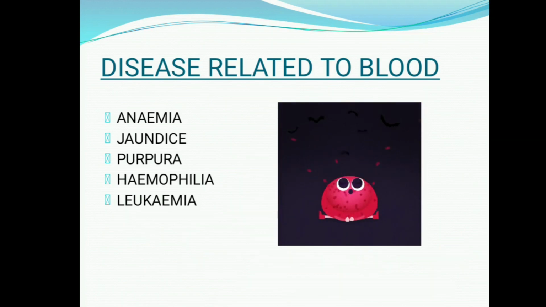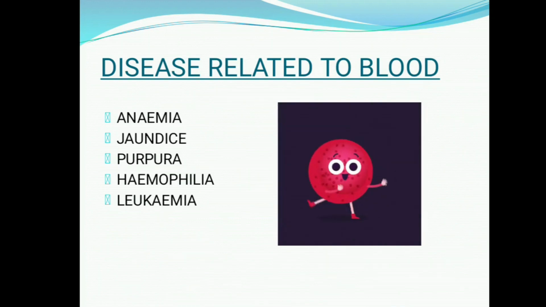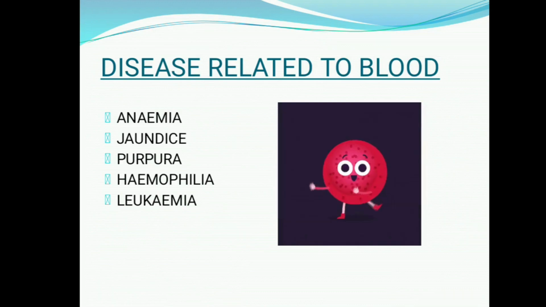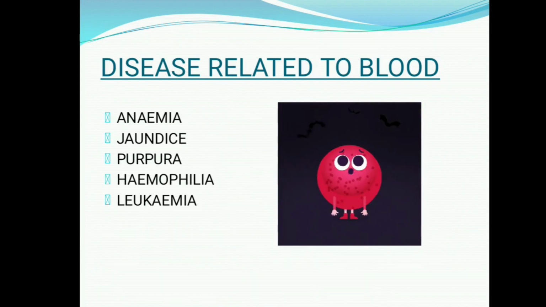Next, we have jaundice. It is the yellow discoloration of skin or the mucous membrane, as I have mentioned you in the topic hemoglobin. Next, we have purpura. These are the purple color spots or patches that occur on the skin and mucous membrane. It happens when the small blood vessels leak blood under your skin surface. Purpura, remember, is not a medical condition but a sign of another condition causing bleeding.